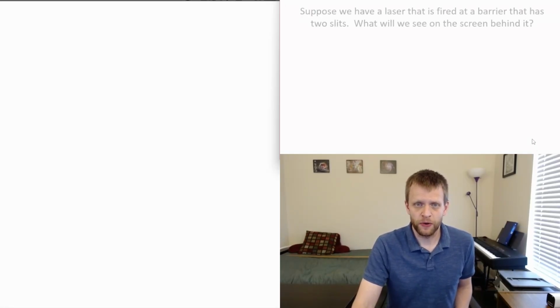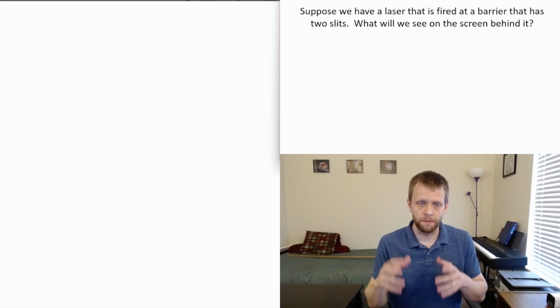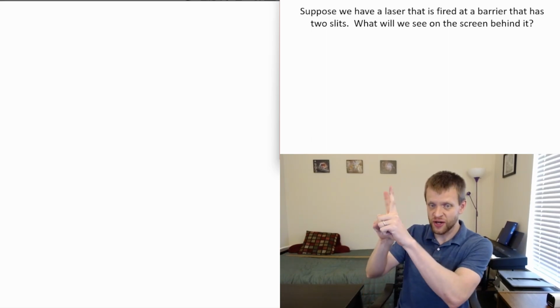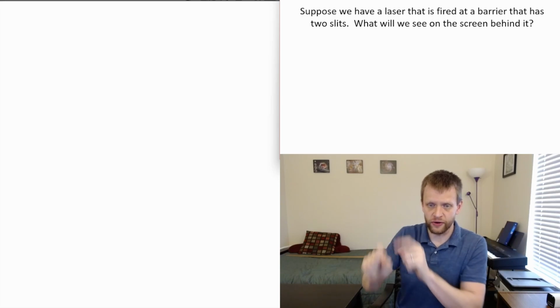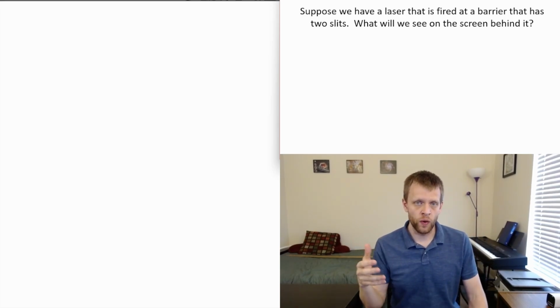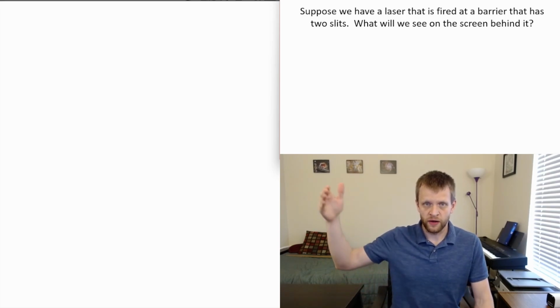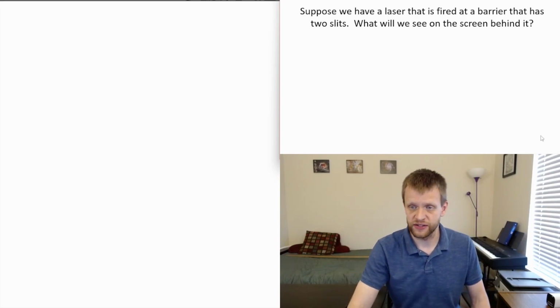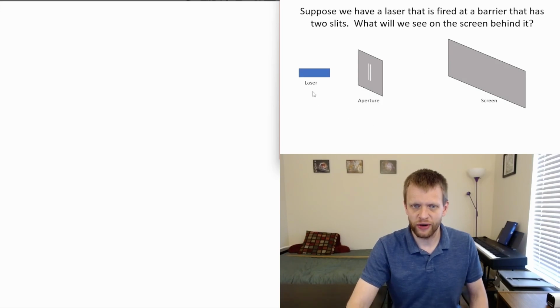Hey everyone. For this video, let's jump right into an experiment with light. Suppose we fire a laser at a barrier that has two slits that are very, very close together. We're going to fire the light through these two slits and we want to know what's going to show up on a screen that we set behind these slits. So our diagram is going to look like this.